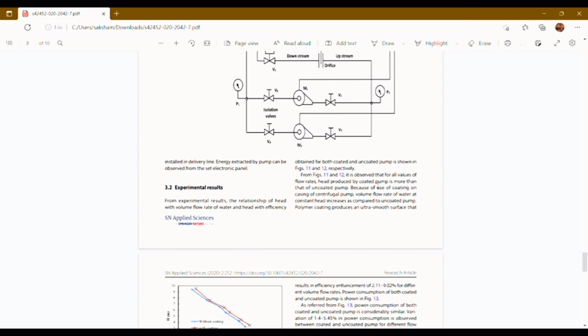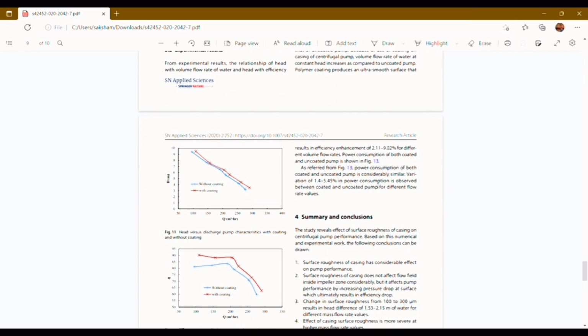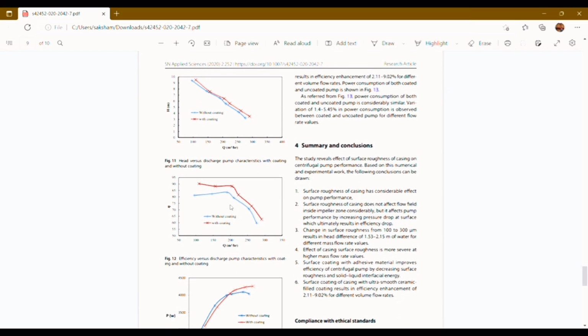Now experimental results. From the experimental results, the relationship of head with volume flow rate of water and head with efficiency, obtained for both coated and uncoated pump, is shown in figures 11 and 12. Here are the figures. Figure 11 shows head versus discharge pump characteristic with coating and without coating. And figure 12 shows discharge versus pump efficiency with coating and without coating.